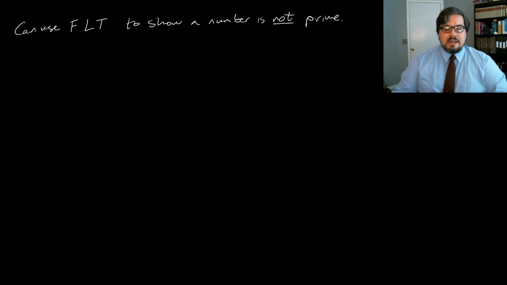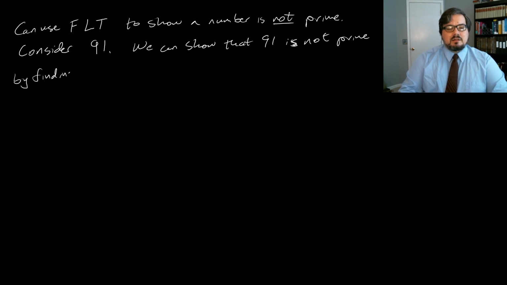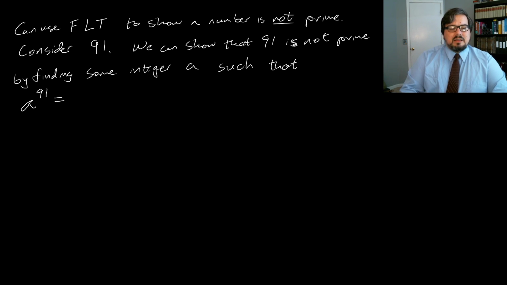Okay, so let's take a number which isn't prime. Let's consider the number 91. And let's suppose that we wanted to test to see whether it was prime. We can show that 91 is not prime by finding some integer a such that a to the 91 is not congruent to a mod 91.